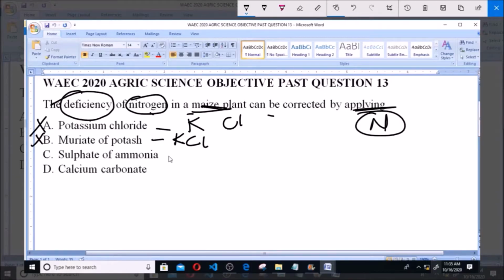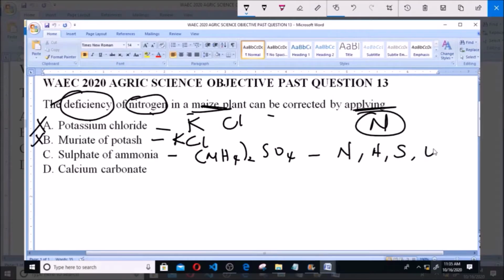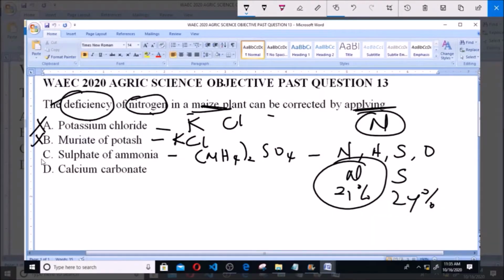Now sulfate of ammonia has the chemical formula (NH4)2SO4. So this is sulfate of ammonia. As you can see here, it contains the elements nitrogen, hydrogen, sulfur and oxygen, but it is used majorly as a source of nitrogen and sulfur, as it contains 21% nitrogen and 24% sulfur. So it contains nitrogen, and hence it can be used to correct the deficiency of nitrogen. So option C, sulfate of ammonia, is the correct answer to the question.